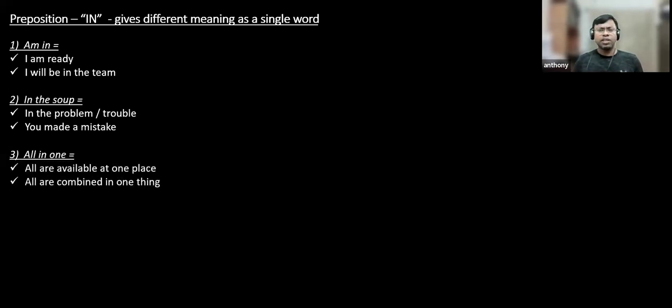All in one. Simple, we know all this. All are available at one place. All are combined in one thing. It's two meanings. In relationship, having a connection or an affair.